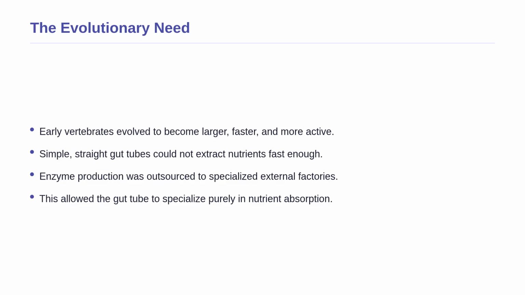By outsourcing the heavy duty production of digestive enzymes and bile to specialized external factories like the liver and pancreas, the gut tube itself could become highly specialized for just absorbing nutrients. Without this evolutionary innovation, complex foods would pass right through undigested, leading to severe malnutrition regardless of how much food was consumed.